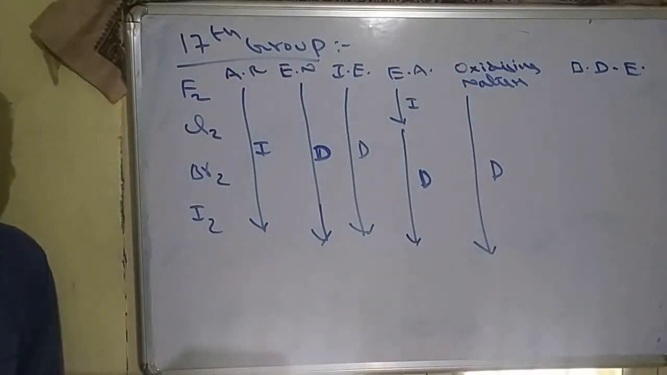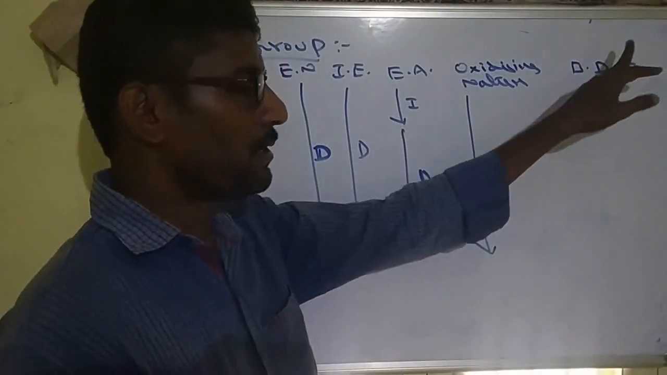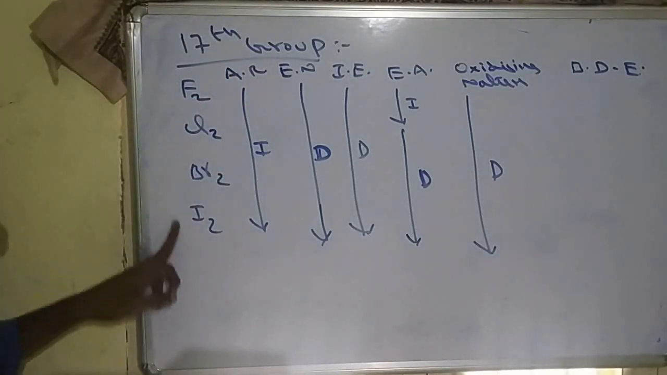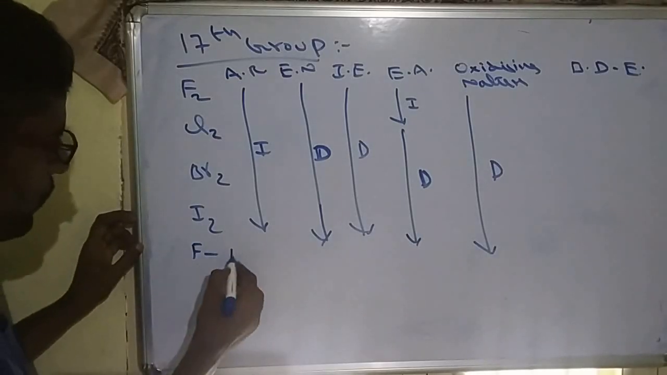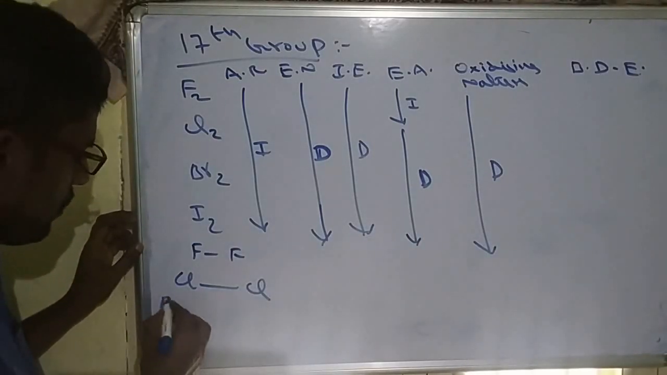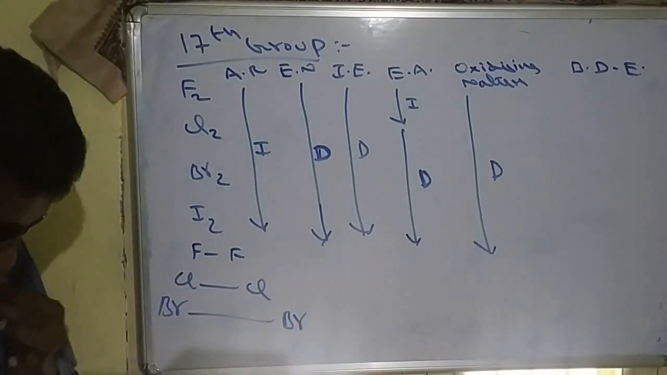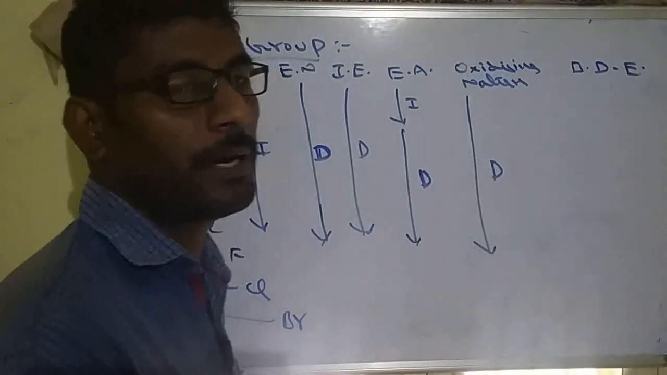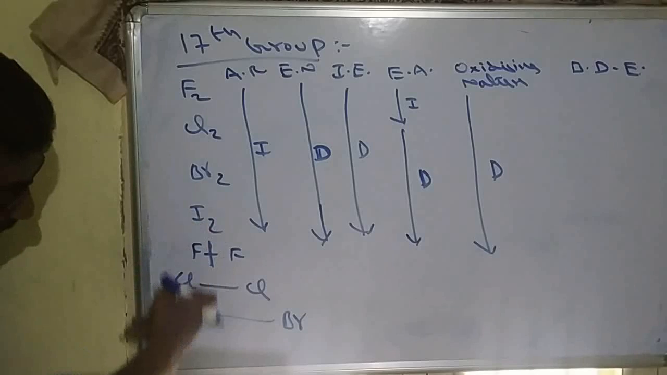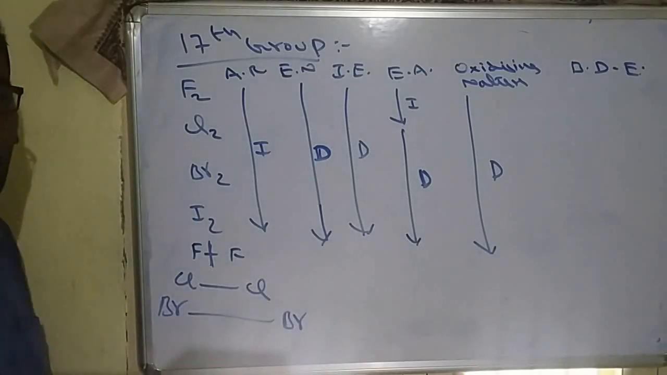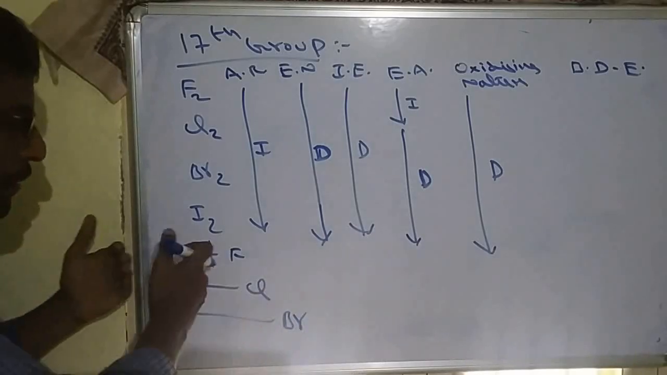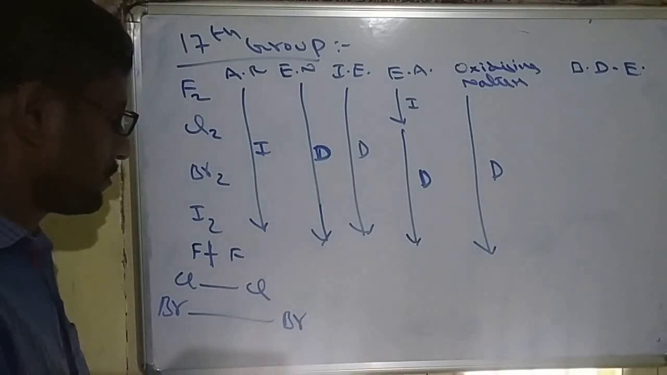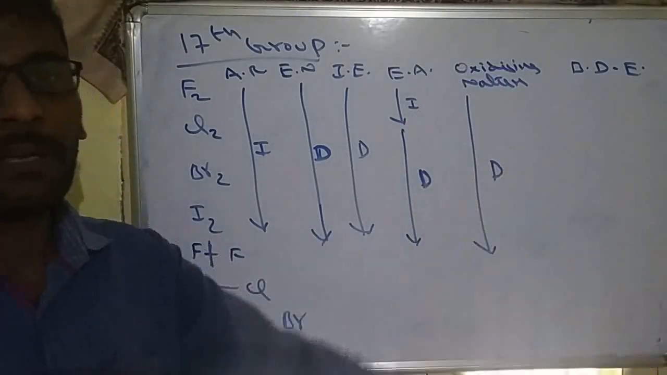Also sometimes they ask about bond dissociation enthalpy. What is bond dissociation enthalpy? All of these are diatomic: F-F, Cl-Cl, Br-Br. To break this bond, how much energy is required? That is called bond dissociation enthalpy. When moving top to bottom, size is increasing, so bond length is increasing, so attraction decreases. The energy required to break will be less. So top to bottom, bond dissociation energy decreases.